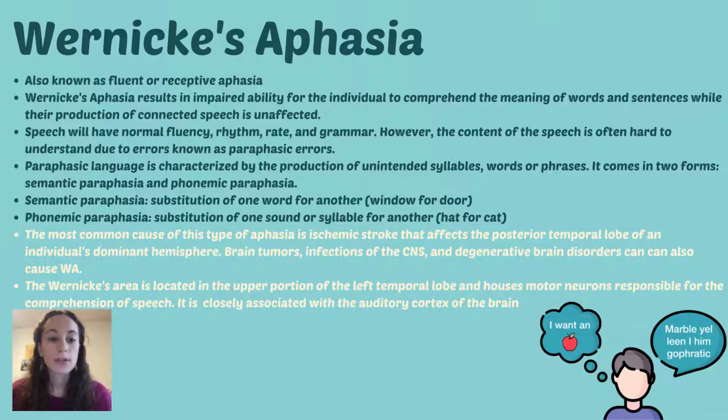The most common cause of this type of aphasia is ischemic stroke that affects the posterior temporal lobe of an individual's dominant hemisphere. Brain tumors, infections of the central nervous system, and degenerative brain disorders can also cause Wernicke's aphasia.